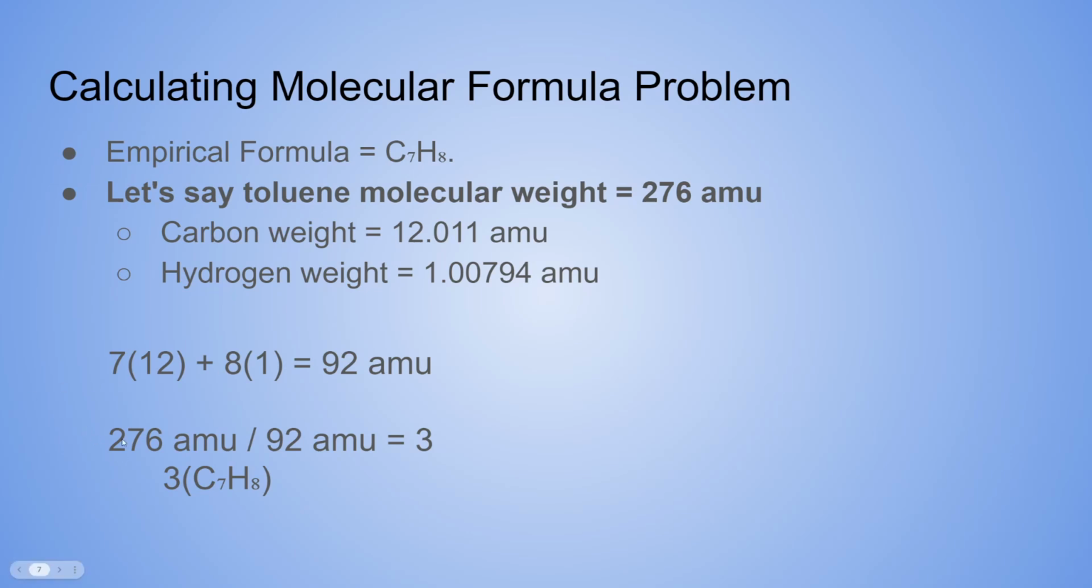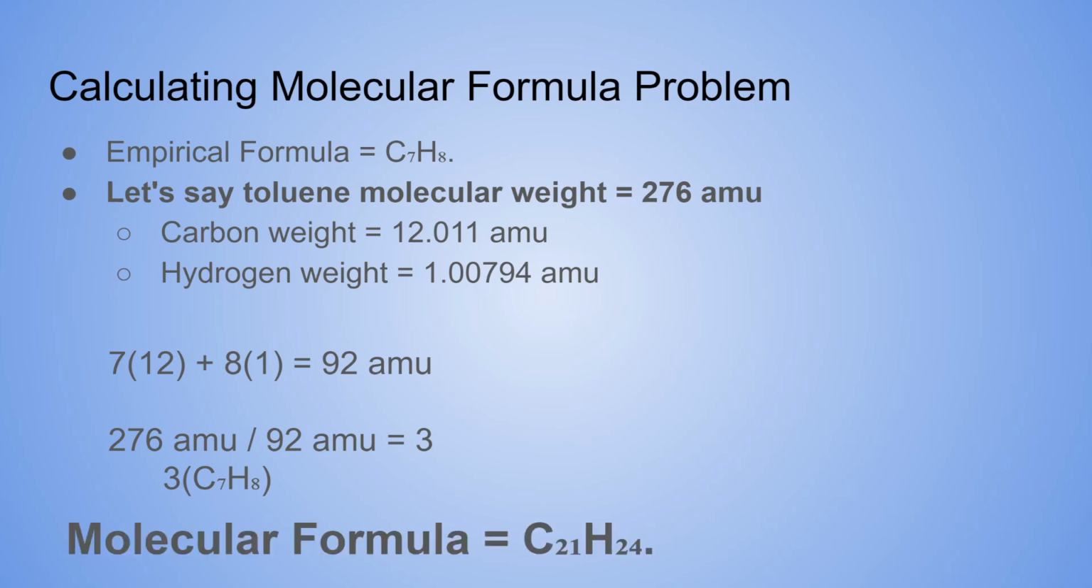So right here, we have 276 divided by 92, which is equal to 3. So in order to get our molecular formula, we have to multiply our entire equation by 3 so that the molecular weight matches the weight that we calculate. So we multiply that by 3 and we get our molecular formula of C21H24. It's as simple as that.